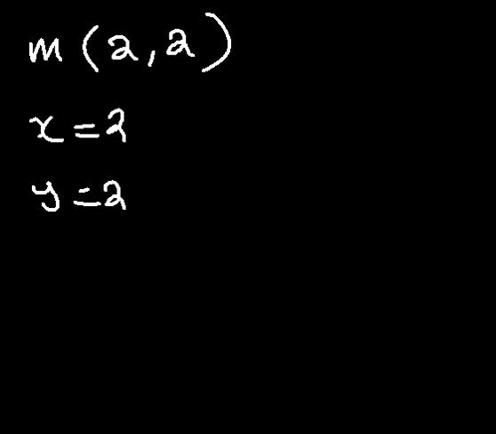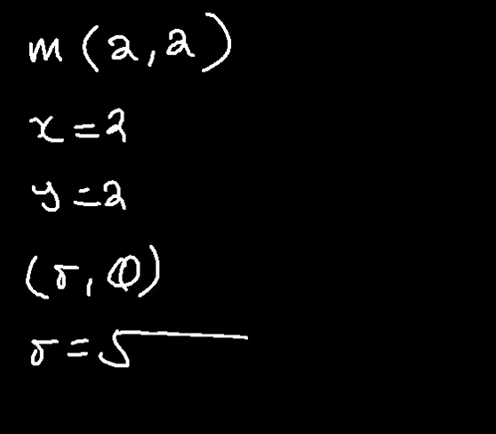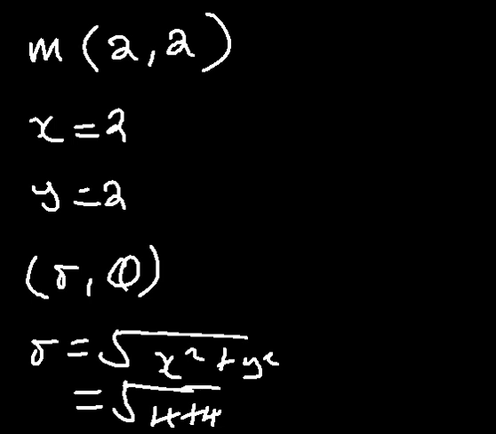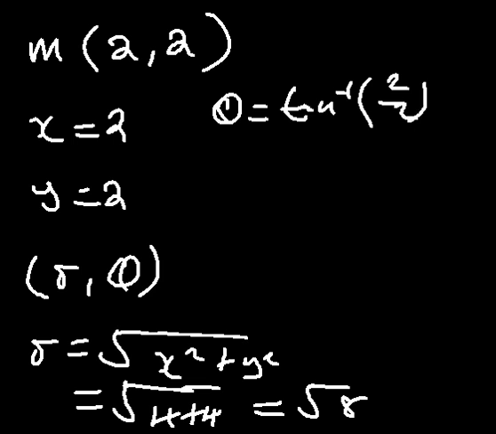Now in the polar coordinate system, we'll have r, where r is given as the square root of x squared plus y squared, that should be 4 plus 4, which is the square root of 8. And of course you can also have it in the actual decimal form. And how about the angle theta? We'll have the tan inverse of 2 over 2.